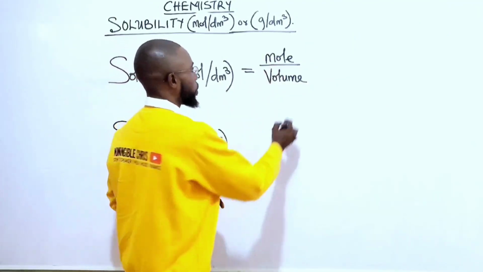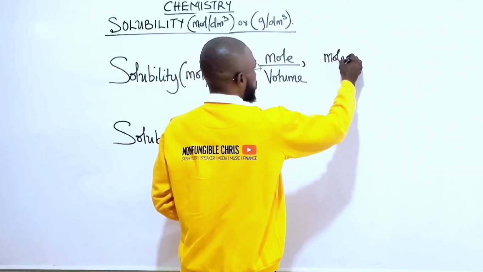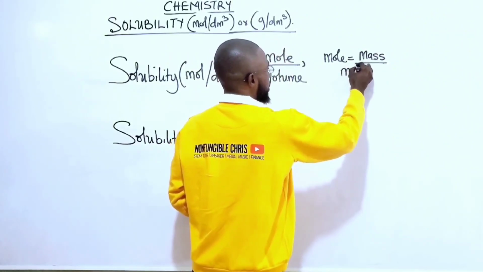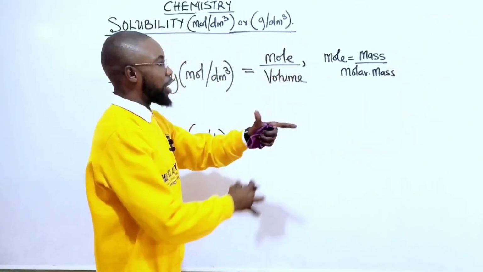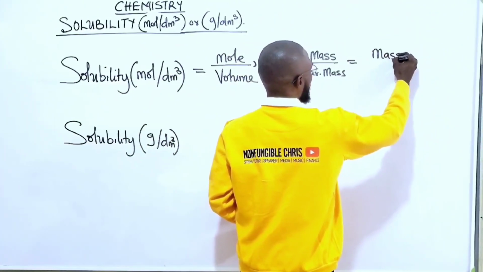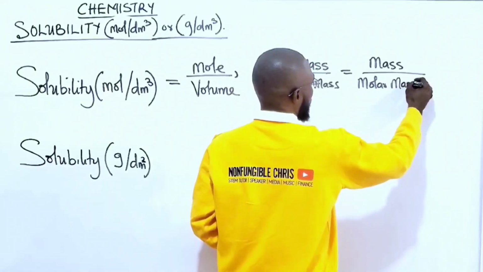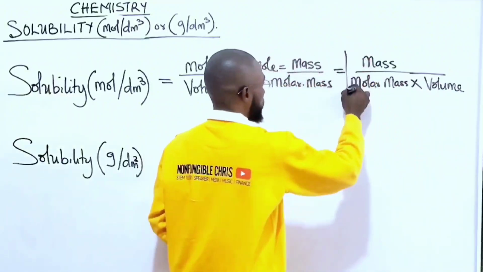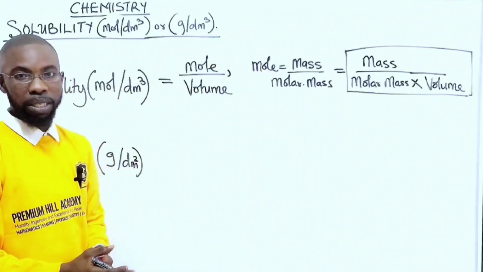Some textbooks try to break it down. You know what mole is? We know, in our former video, which is on the link below, that mole is simply mass over molar mass. So if we fix that here, arranging everything, our solubility is just going to be mass over molar mass times the volume. That's just the simple formula for it. If we stretch it further, it's mass over molar mass times volume.